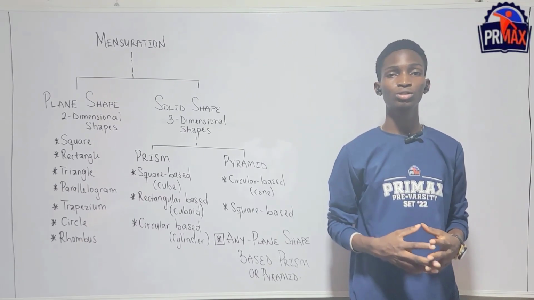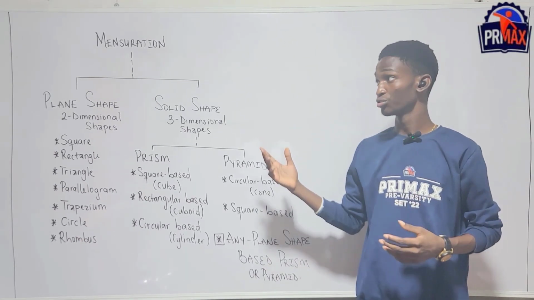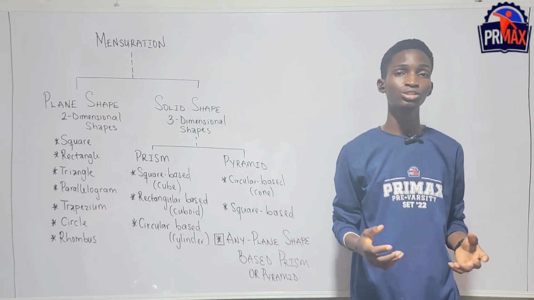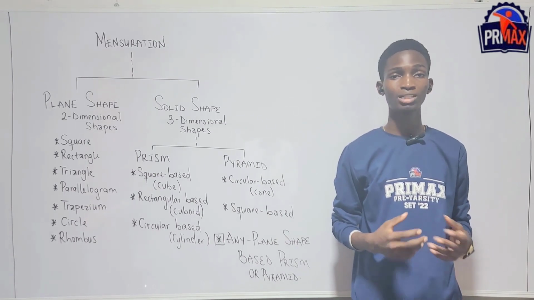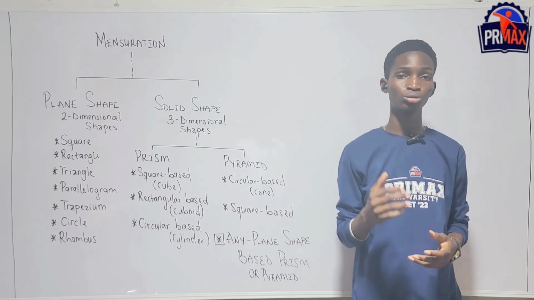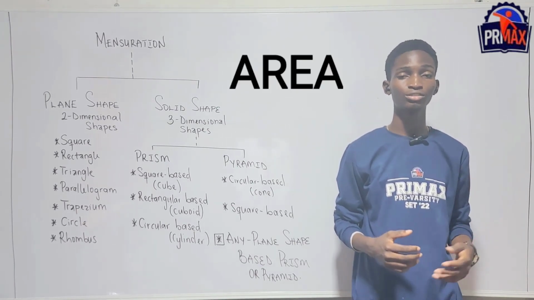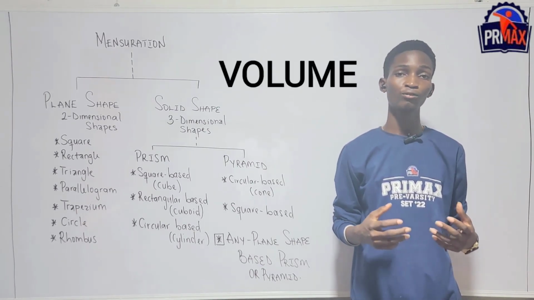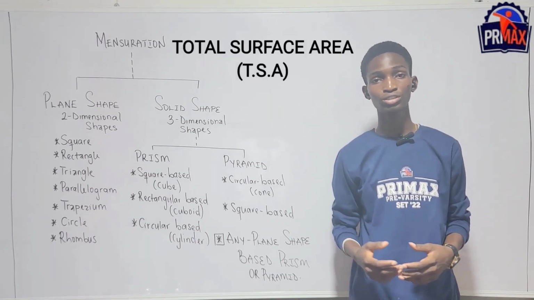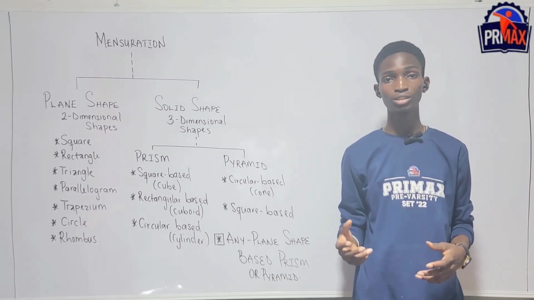In this video, we're going to be discussing mensuration. Now, what is mensuration? Mensuration is the aspect of mathematics that studies geometric shapes and some of their parameters such as area, their perimeter, their volume, the total surface area, curved surface areas, and the likes.